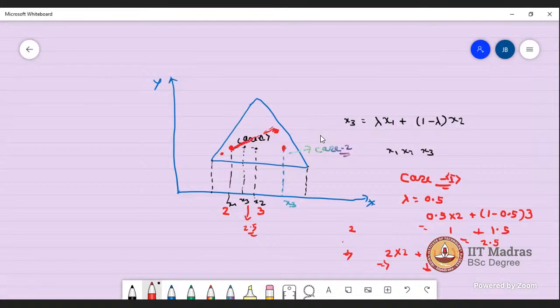See, if we take these 2 points, then all the points in between should lie on this line, inside this set only. But here the question says we take 3 points, x1, x2, and x3. If x1 is in this set, x2 is in this set, and x3 is a combination of these 2 points, then is it necessary that lambda should be between 0 and 1? Then only this point will lie in this set. So this is the question.